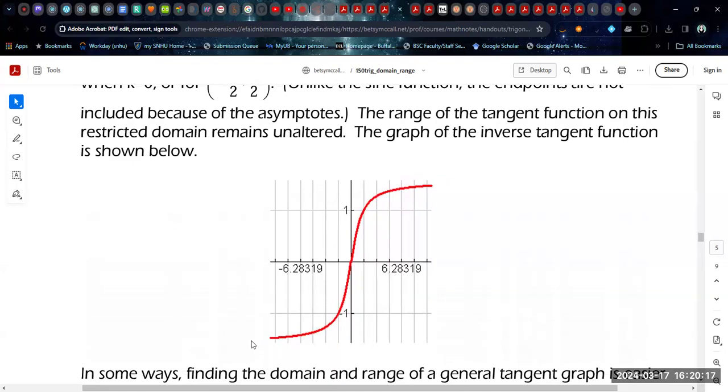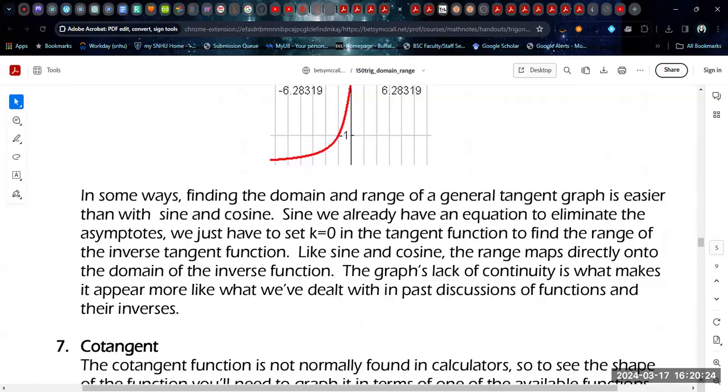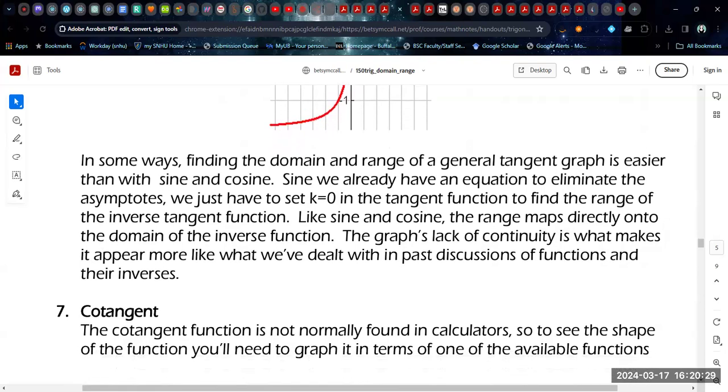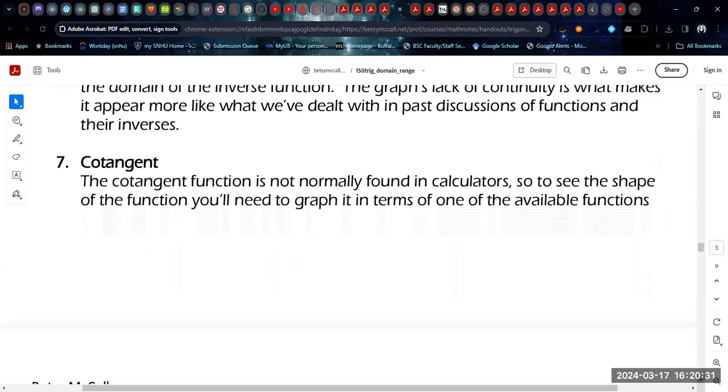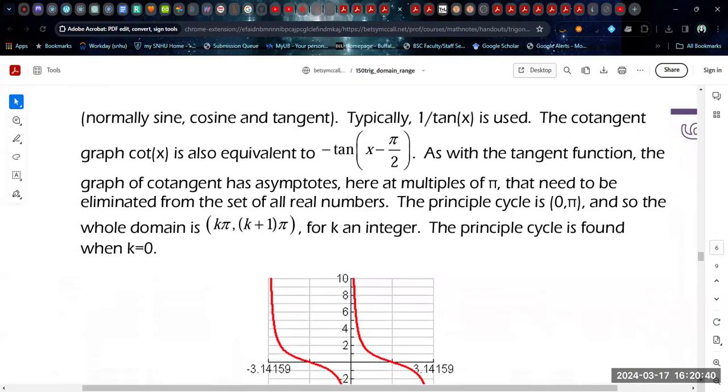And so now this one has horizontal asymptotes instead of vertical asymptotes. And then we again make similar transformations in order to get our domain and range for the inverse. Now, cotangent is not normally found in your calculators. So to see this, you have to graph using one of the available functions. So typically, you can use 1 over tangent, or you can use cosine over sine. And that will also get you a graph.